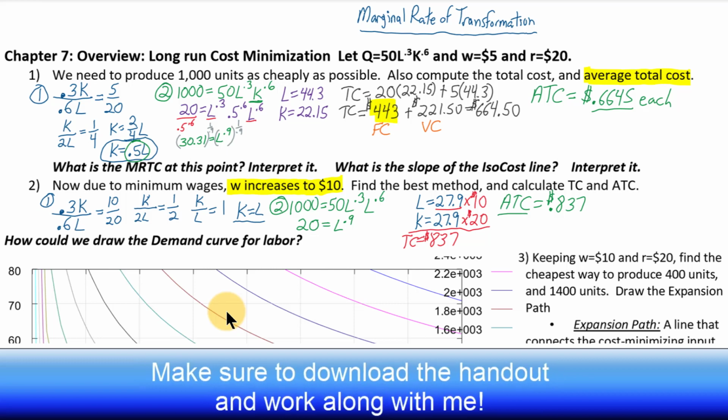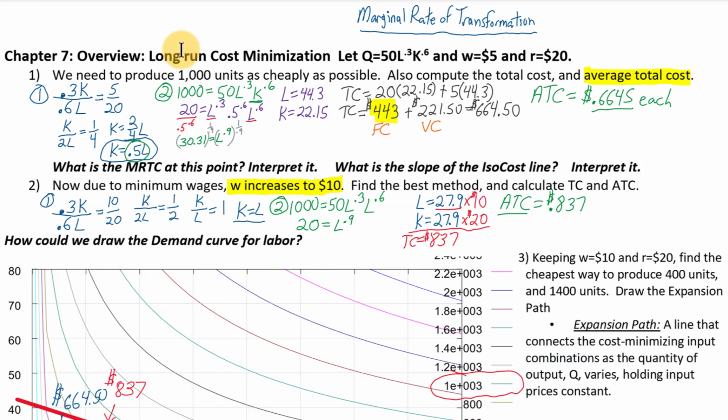Alright, in our last video we went through the top half of this worksheet where we did some cost minimization problems. Here, since we're assuming that we can change the amount of labor and capital, these are long-run cost minimization problems. We'll do short-run in just a minute here. So we looked at the least cost combination of inputs if labor costs $5 per worker and capital costs $20 per unit. And we found there we would use 44.3 workers, 22.15 units of capital in order to produce 1,000 units of output as cheaply as possible, and that our average total cost, our cost per unit, was about 66 or 67 cents each.